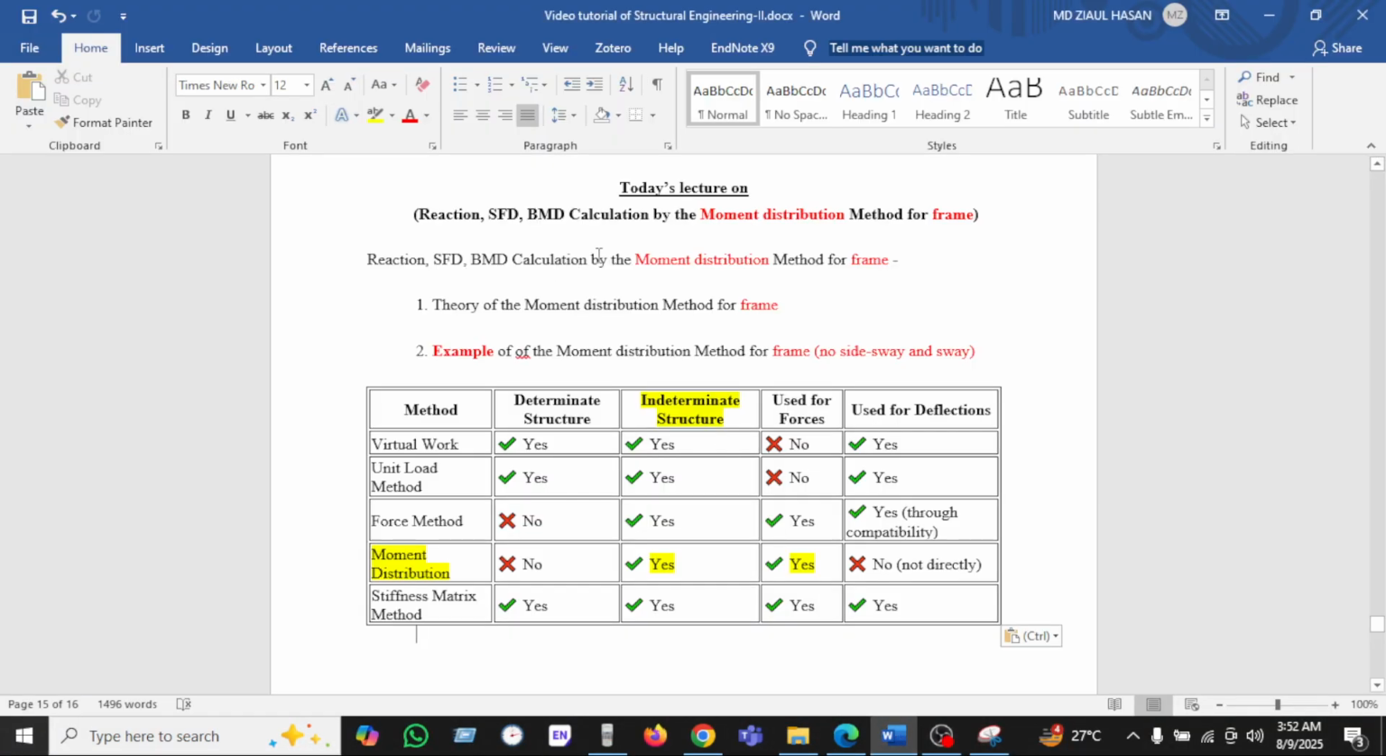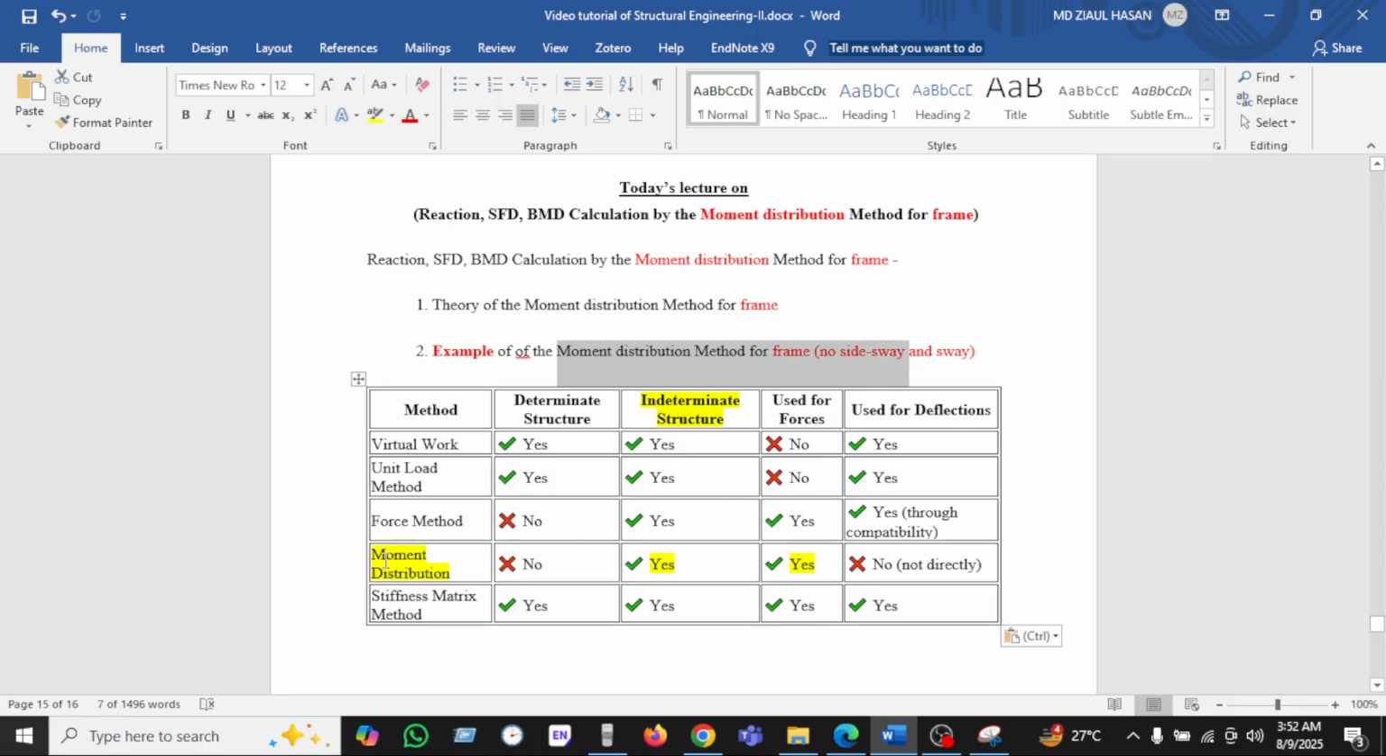Hello everyone, today I am going to deliver another lecture on reaction, shear force and bending moment calculation by the moment distribution method for frames. First of all, I will show some theory of the moment distribution method and then give some examples of the moment distribution method for frames, non-sway and sway members.